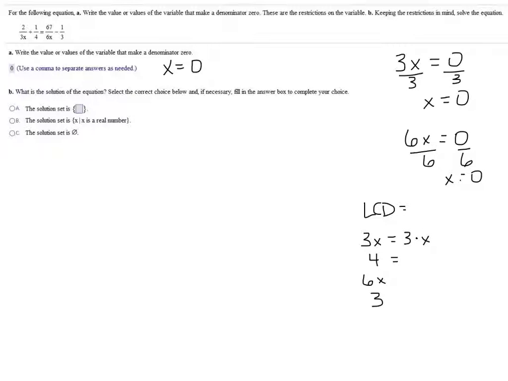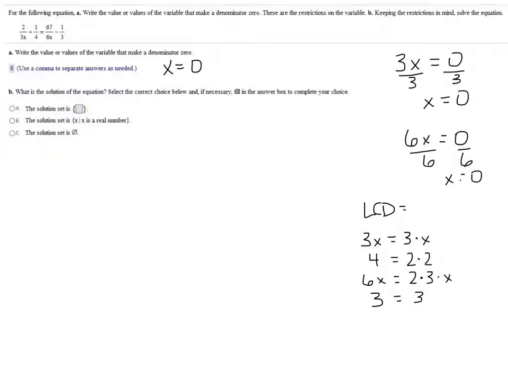4, if I write it in prime factorization, is 2 times 2. 6x would be 2 times 3 times x. And 3 is just 3. 3 times 1 is the only way you can factor 3, and 1 is not a prime number. Prime numbers are 2 or greater that only have that number and 1 as factors. So this method for finding the lowest common denominator works no matter what you're working with, as long as you factor everything.